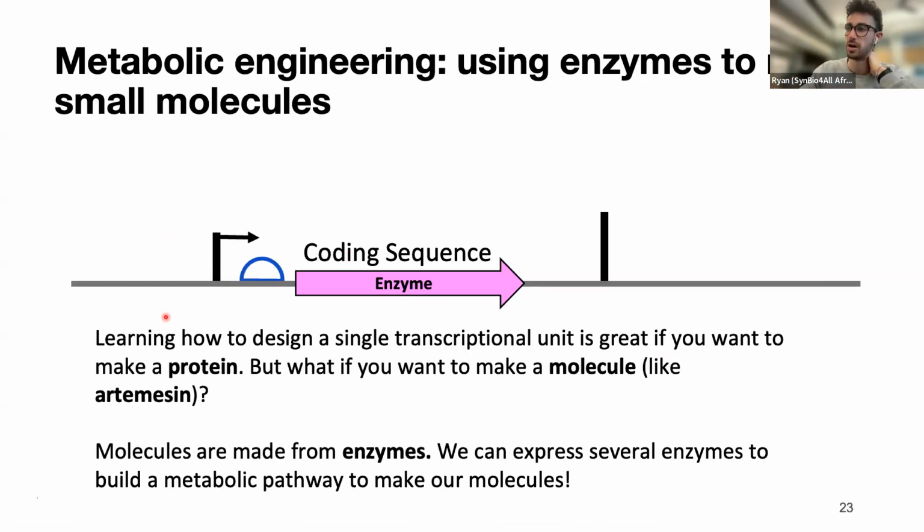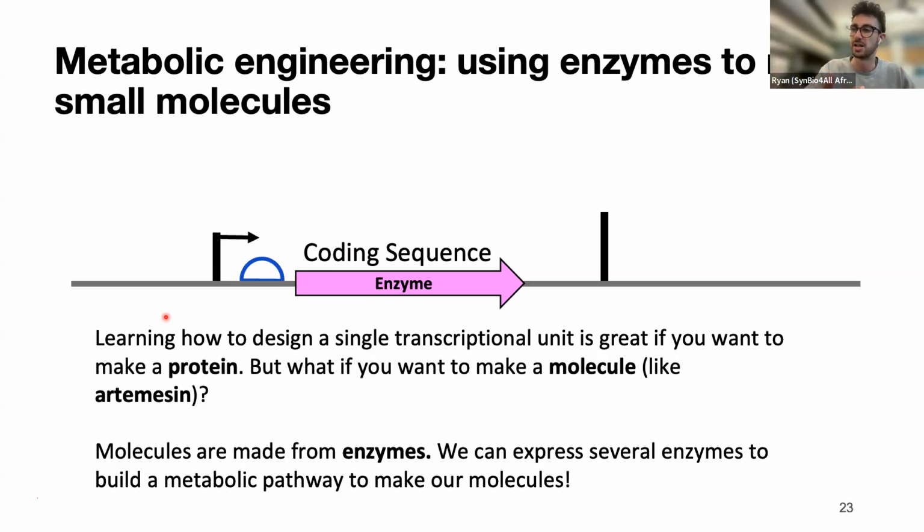So we've talked a lot about how to make a single transcriptional unit. So basically going from making one gene at a time with a single promoter, single RBS, which is really nice if you're interested in making a protein. So insulin is a protein product.